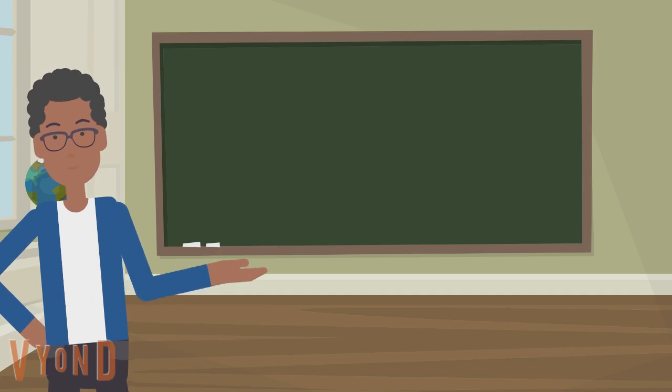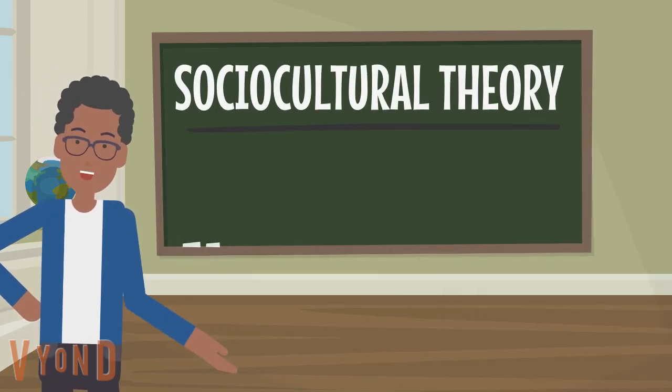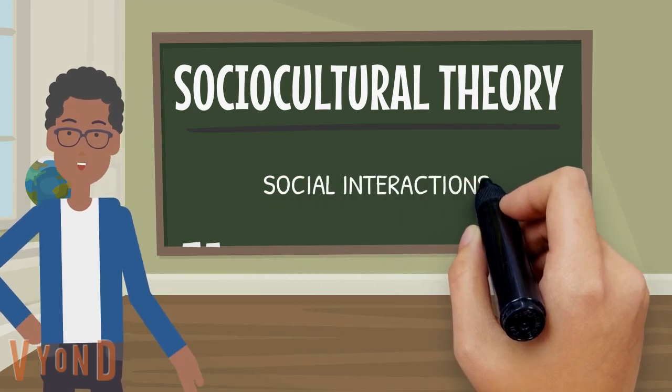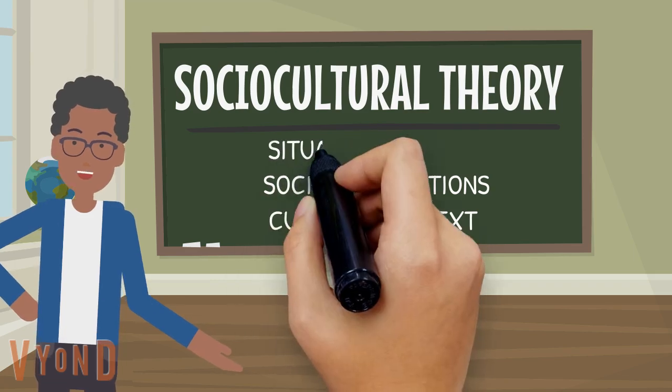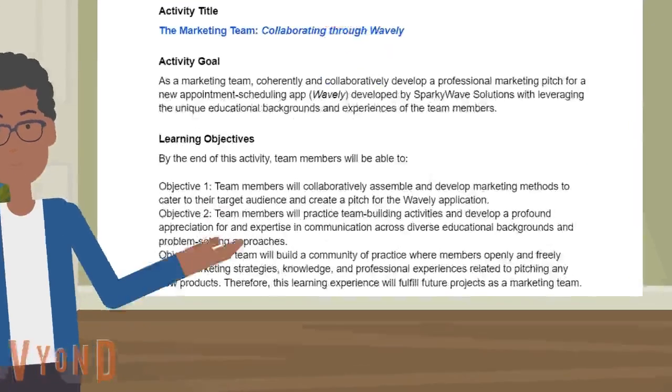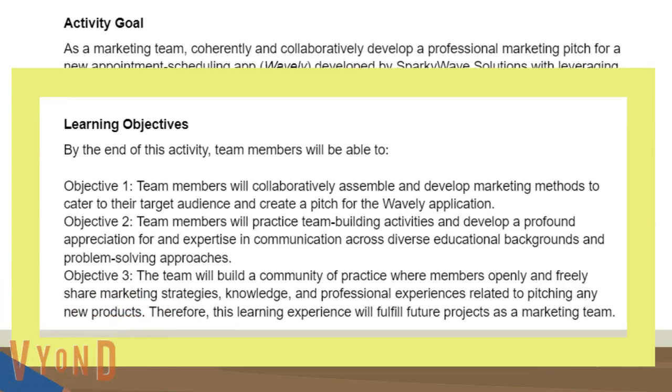In 2020, Ullman stated that sociocultural theory emphasizes social interactions and cultural context in cognitive development and is evolving and situational. Here are 3 objectives for a team-building activity. Do you see how they encourage inclusivity, social interaction, collaboration, and problem-solving as a team? This exemplifies sociocultural theory and situated learning.